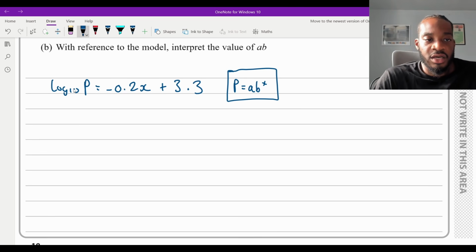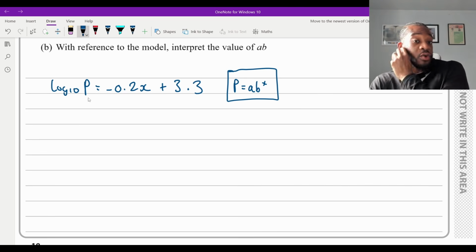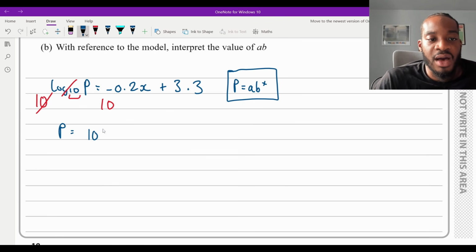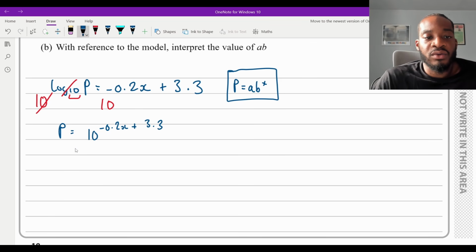So what am I going to do to get that? I need to get rid of that log. So I'm going to raise both sides with whatever base this is. That's a 10. So I'm going to raise it like this, 10 there and a 10 there. Those cancel. So it's going to be P is equal to 10 to the power of minus 0.2x plus 3.3. And then now I can use my index laws. Because these are adding, I can split them into a product. So it's 10 to the power of minus 0.2x times 10 to the 3.3. And then I can work out what 10 to the 3.3 is.